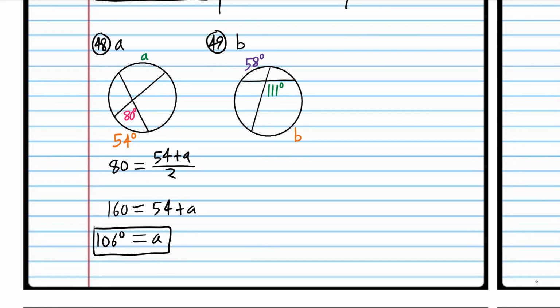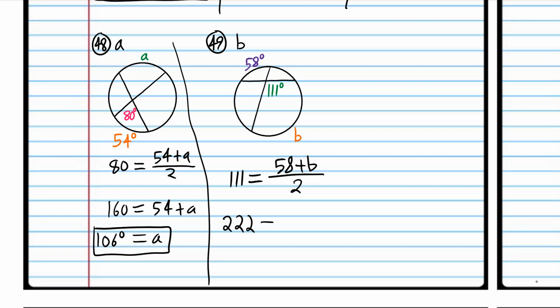All right, we're back. So we know that 111 is equal to the sum of those arc measures divided by 2. So multiply both sides by 2, and we get 222 is equal to 58 plus b, and then just subtract 58 from both sides, and we get 164 degrees is equal to b. So if you got that answer, good job.